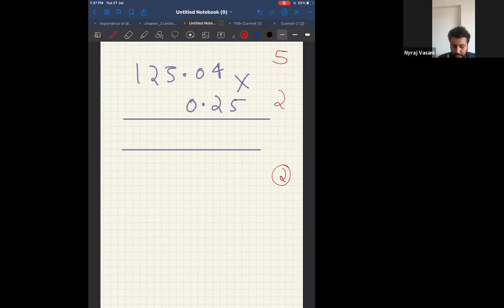Now the actual answer written in the module is 31.26. Correct? Now if I want to convert this into 2 significant figures, can I say 31 will be the most obvious choice? 31 has 2 significant figures. Therefore, the answer will be 31. Did you get it? Answer will be 31.